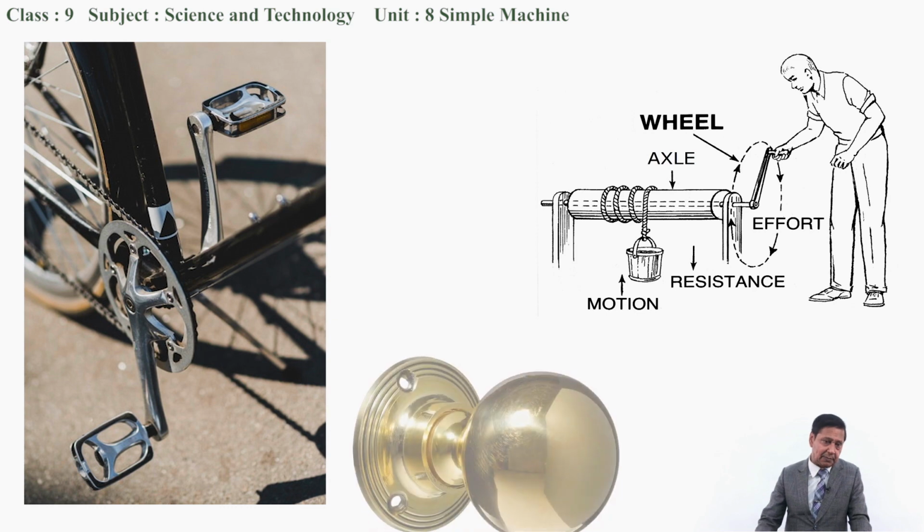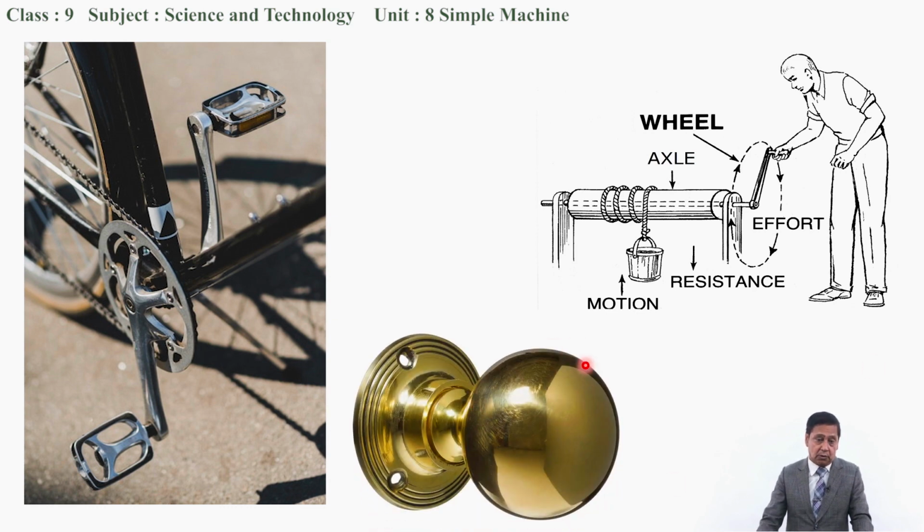There is another example also. This is a doorknob. In the doorknob, this bigger part is the wheel, and a rod connected to this is an axle which is connected to the lock of the door, and when we rotate this, then we can unlock or lock the door. This is another example of wheel and axle.